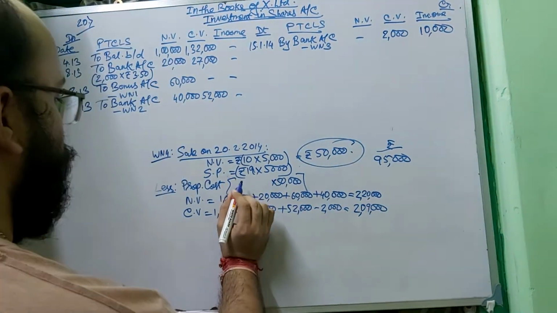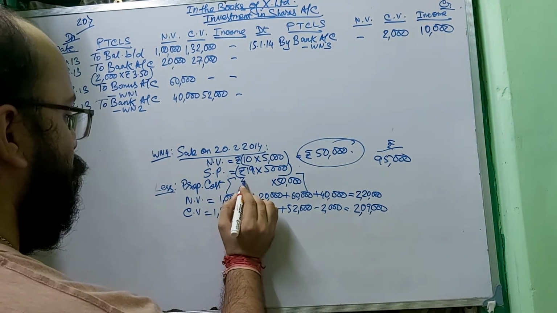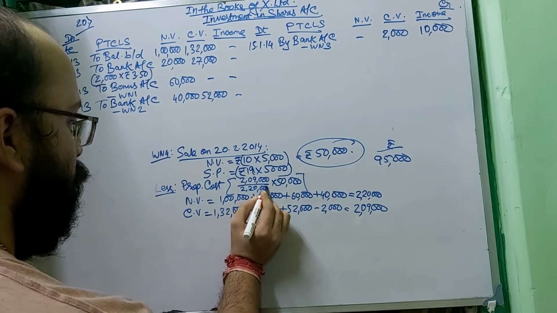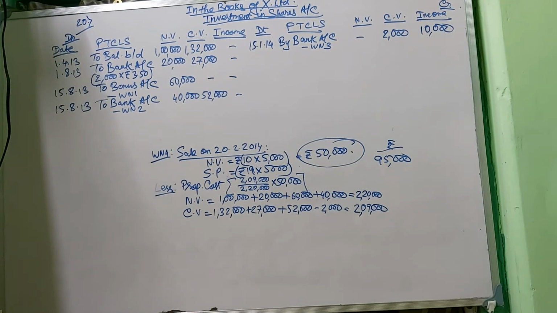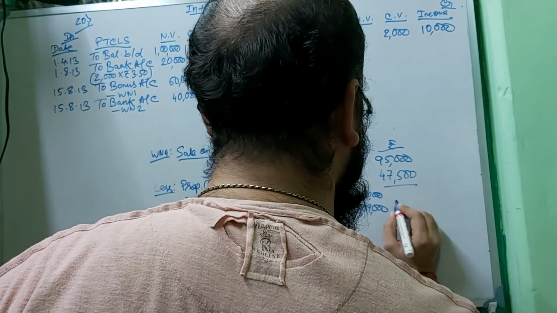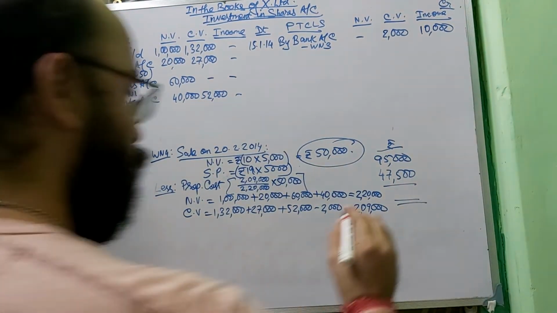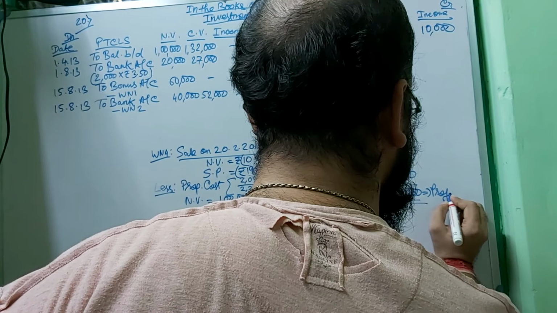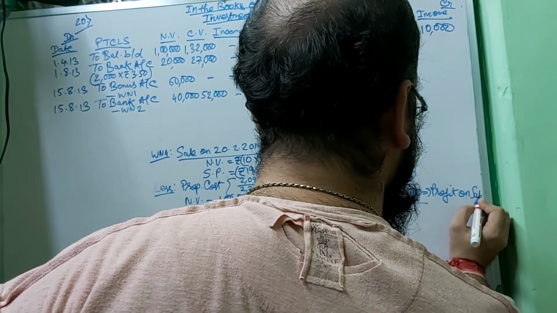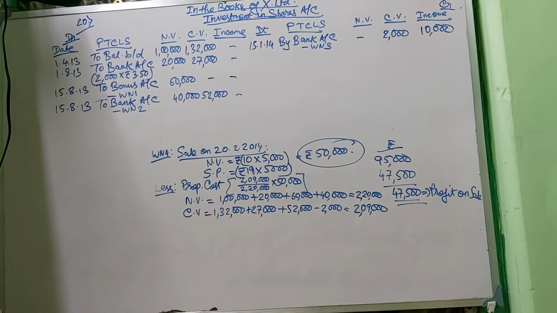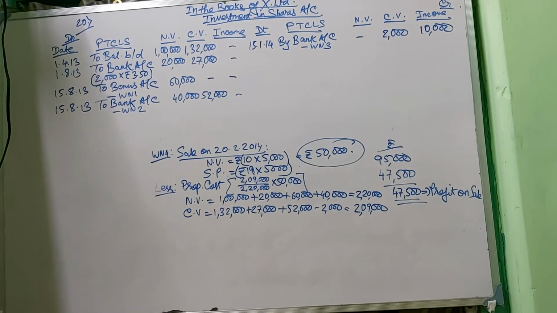So this will be 2,09,000 by 2,20,000 into 50,000. You will be getting the proportionate cost, which is 47,500. If you deduct this, you will get the profit on sale, which is also 47,500. In case of interest, you have to calculate on a different basis. So profit on sale is coming 47,500. It should be debited in the capital value of the investment account.